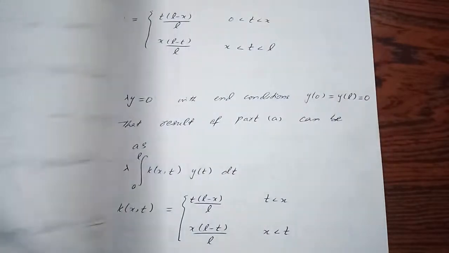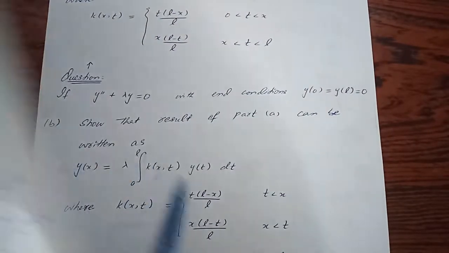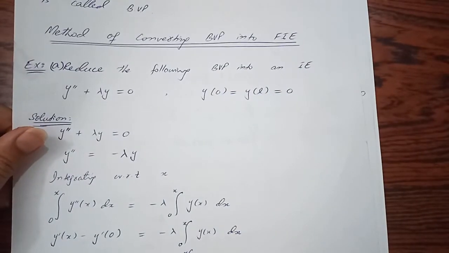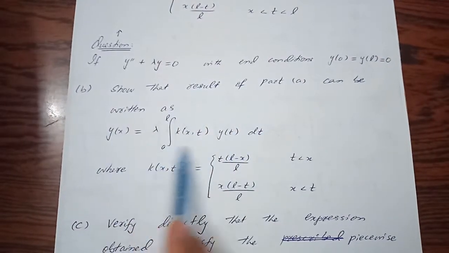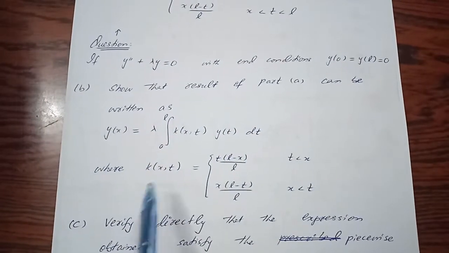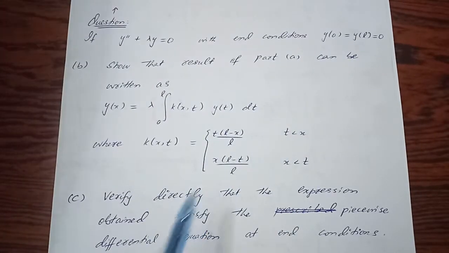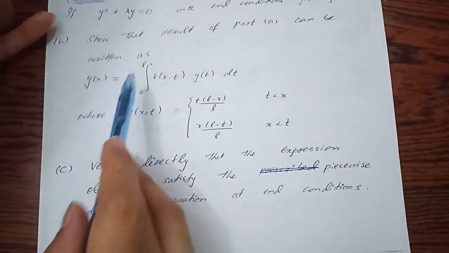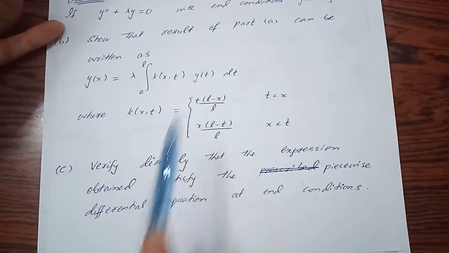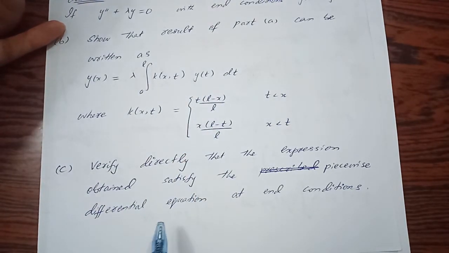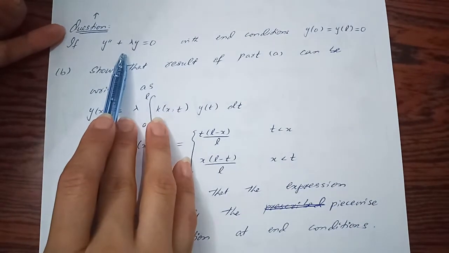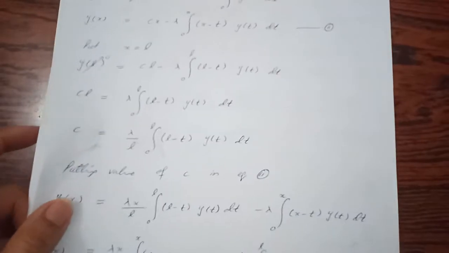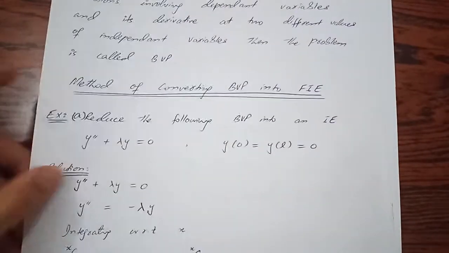This example has basically three parts. First of all, you have to convert the given boundary value problem into an integral equation. Then after converting, you have to express that integral equation in this form, where the kernel is equal to this one. And then after doing part B, whatever integral equation you get at the end, you have to derive it conversely back to the given differential equation. So in this one question, we are doing so many parts.